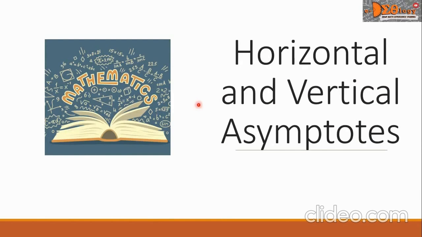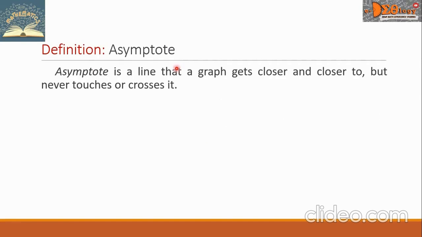Hi everyone. Today we are going to study horizontal and vertical asymptotes. Let us define asymptote. An asymptote is a line that a graph gets closer and closer to, but never touches or crosses.